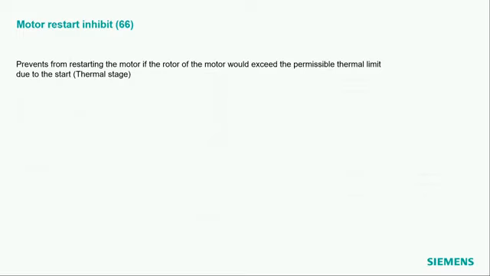Okay, so this function prevents a restart of the motor if the rotor would exceed the permissible thermal limit due to the start. So it's a thing in advance. So we say, okay, we assume the next start will be one of these standard starts as we got this data from the motor manufacturer. And then when we start from that calculated temperature, then we will reach exactly the maximum temperature. That means the maximum number of starts if we do the starts one in a row, or if we are somewhere in between. This is basically the idea.